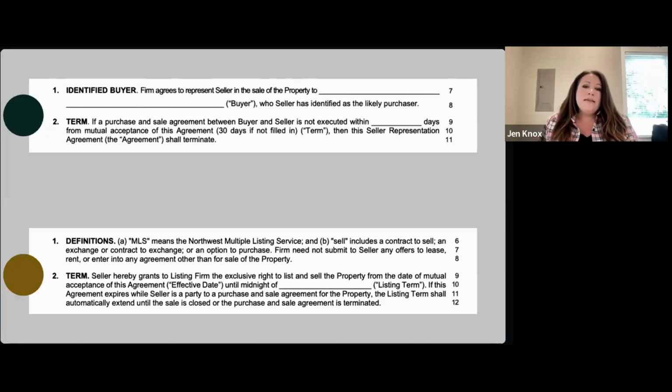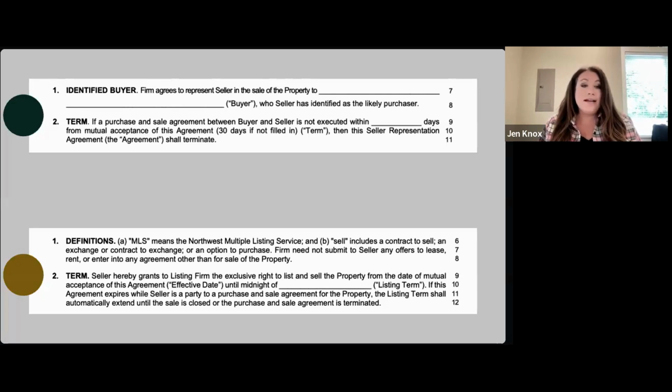So they differ once you start looking down the form. I've color coded this to try to keep a little bit of continuity between which one I'm talking about. So the green dots are going to be the seller representation, and these gold dots are going to be the listing agreement. When you have a seller representation, like I said, you do need to have an identified buyer.